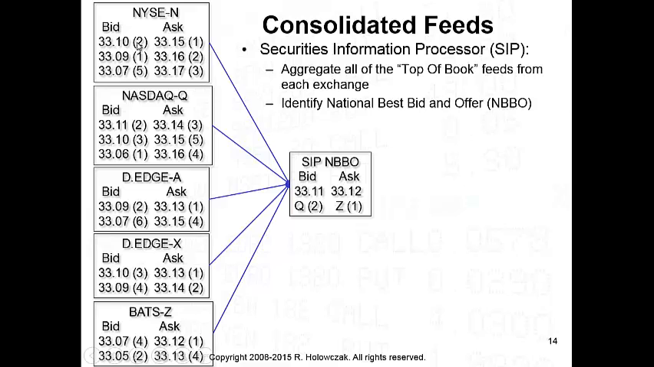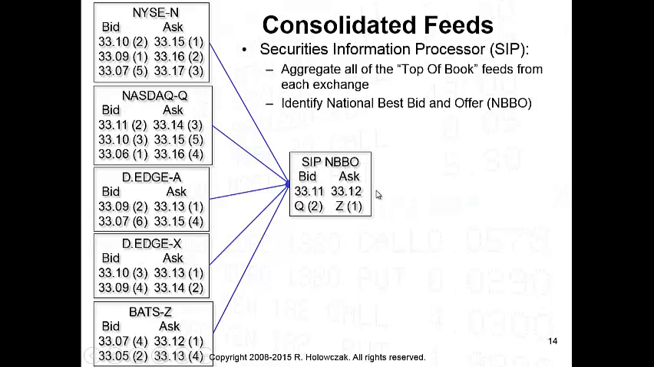So out of all of these bids, 33.10, 33.11, 33.09, 33.10, 33.07, which one is the highest or best bid? That turns out to be the 33.11 bid coming from NASDAQ. What about the ask side? We have 33.15, 33.14, 33.13, 33.13, and here's BATS at 33.12. 33.12 is the lowest, or best, asking price, so that becomes the national best offer over here. Again, remember, offer and ask are really synonyms.